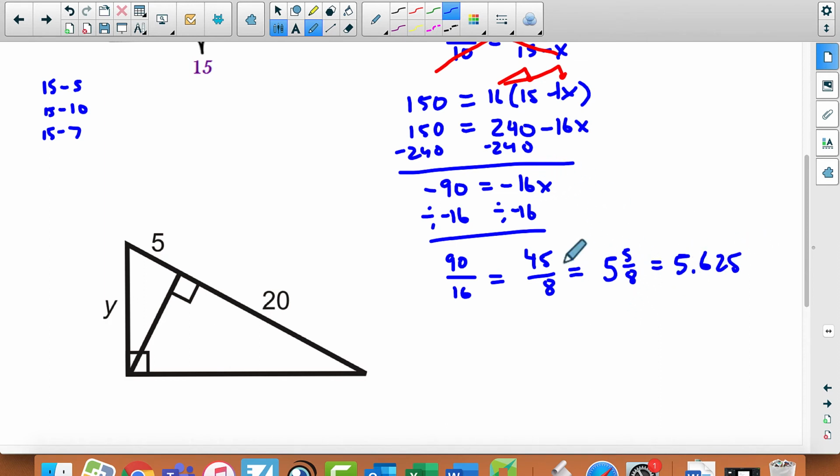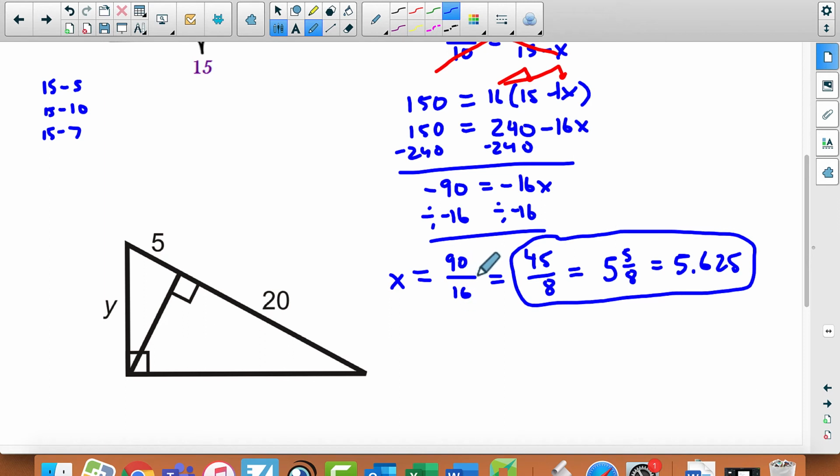Oh, and I forgot to put x equals. I'll put it up front. X equals, sorry. These are all possible answers for you. This first one's not totally correct. It's not in lowest terms.